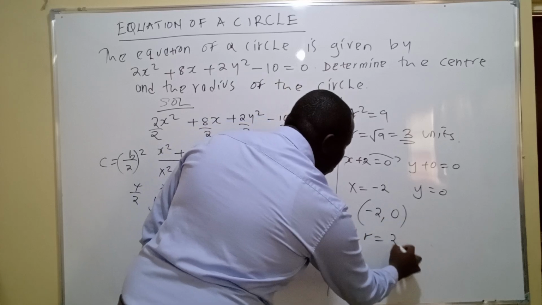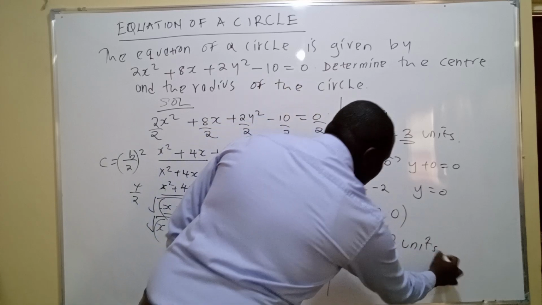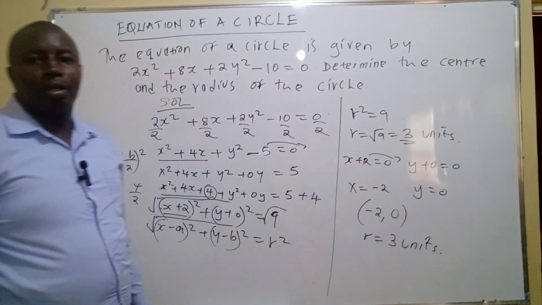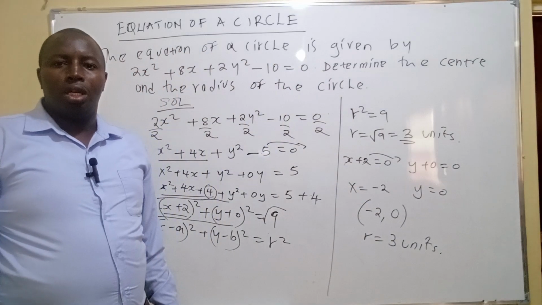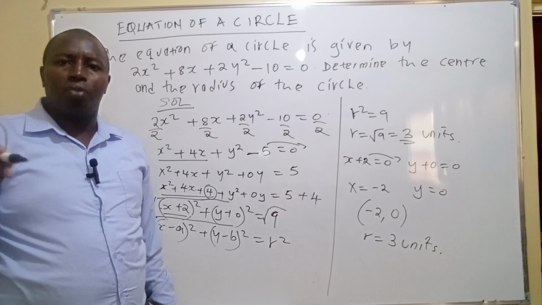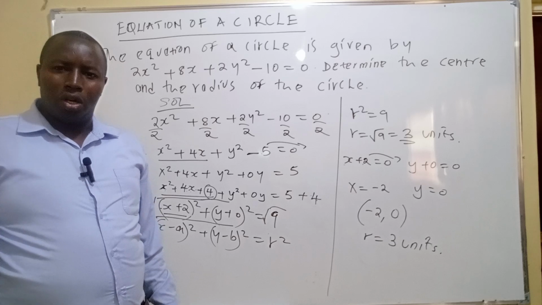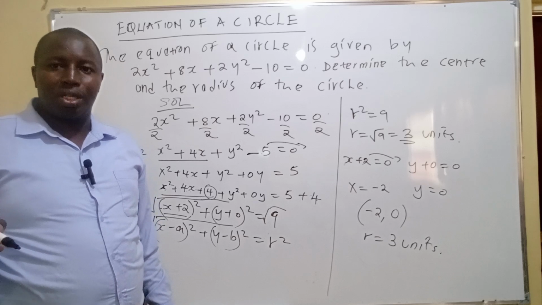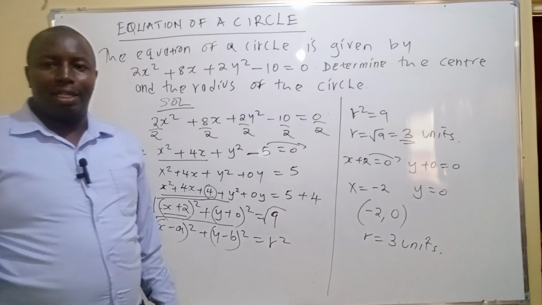Now the radius is equal to 3 units. So that is how you solve an equation of a circle. Yeah, like that.